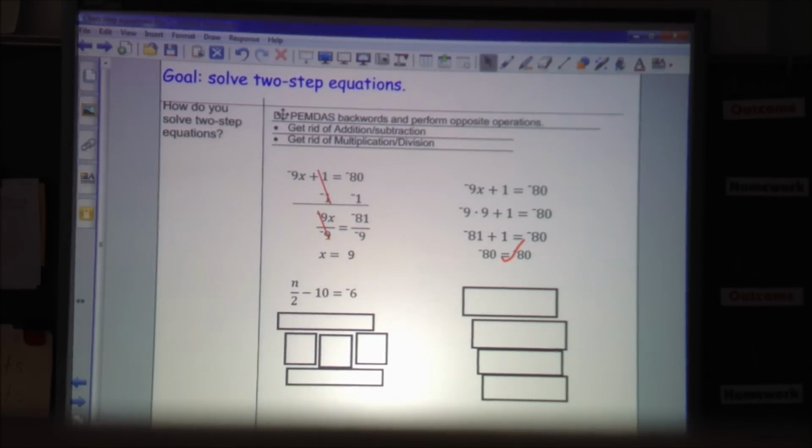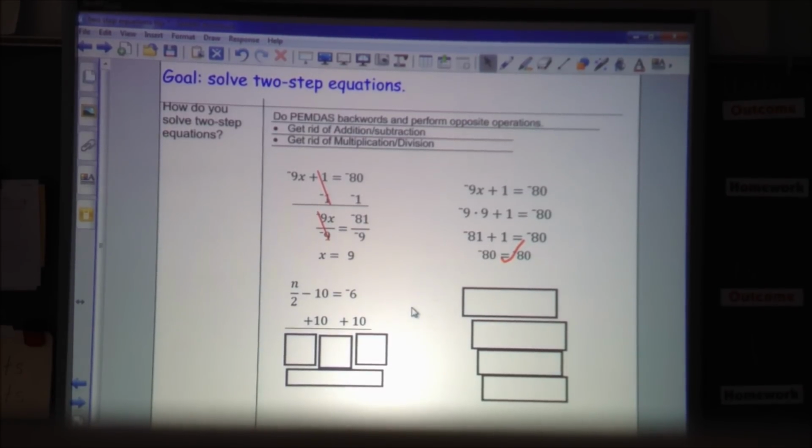Remember up top, we're doing PEMDAS backwards, so I want to get rid of addition and subtraction. There's a minus 10, which is the same thing as a negative 10. And what gets rid of a negative 10? You got it. Positive 10. So I want to do a positive 10 to both sides, or add 10 to both sides. Negative 10 and positive 10 cancel out. So on this side, I'm left with n divided by 2. And on this side, negative 6, positive 10 gives me positive 4.